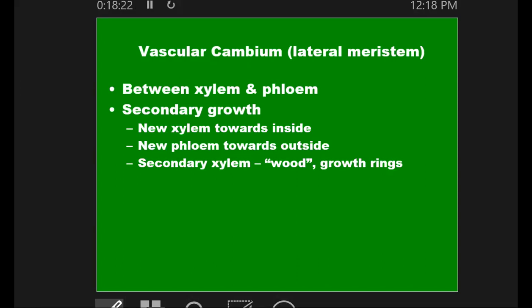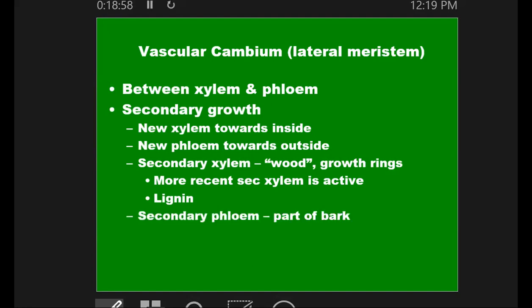And so again, with all those annual rings of xylem, it's usually the newer ones that are the most active, and the older xylem tends to stop functioning as water transport. It's still good for structural support, but it usually gives up the job of water transport, and that is for the newer, more recent xylem. And remember, with xylem, that secondary cell wall contains lignin, which is super strong and very good structural support.